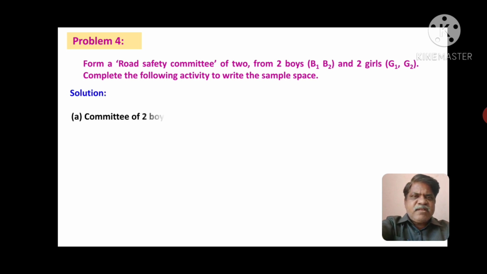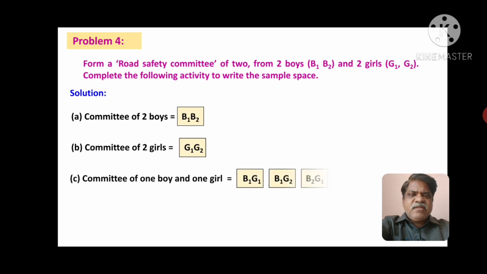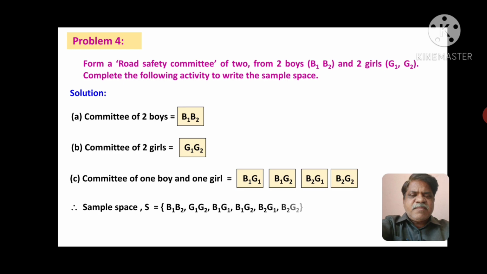Friends, here you could see that committee of 2 boys, then there will be only B1 and B2. 2 boys are there. The committee of 2 is there only. Secondly, the committee of 2 girls, that will be G1 and G2. If the committee of 1 boy and 1 girl is there, at that time you will get these 4 outcomes: B1 G1, B1 G2, B2 G1 and B2 G2. Therefore, the sample space S could be written as B1 B2, G1 G2, B1 G1, B1 G2, B2 G1 and B2 G2.